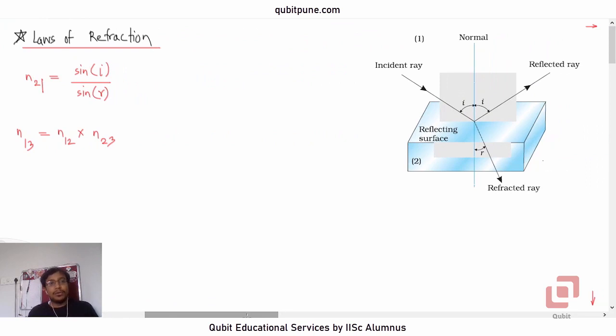Cool. Let's now go to the laws of refraction. First law is very simple. The incident ray, the refracted ray, and the normal are coplanar. So I'll not write the statement now. Incident ray, the normal, and the refracted ray are coplanar. That is our first law of refraction.